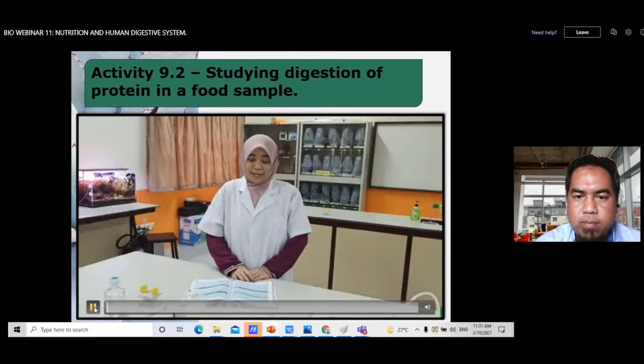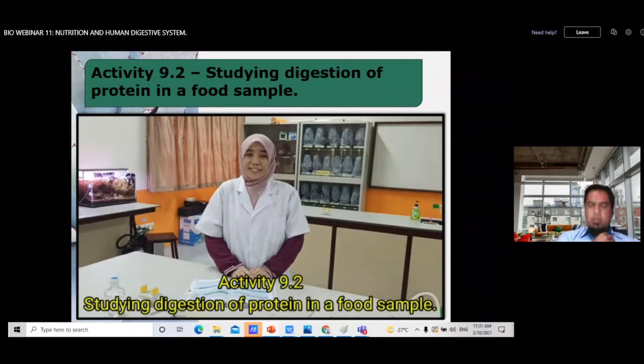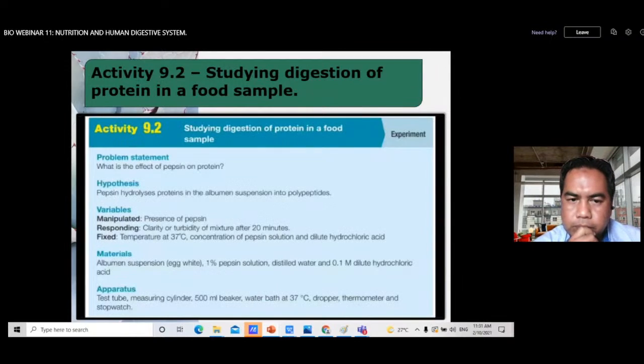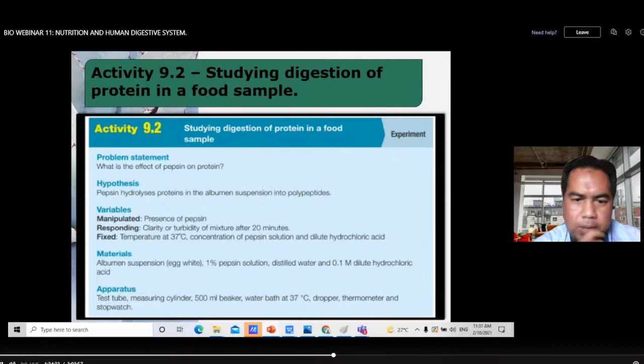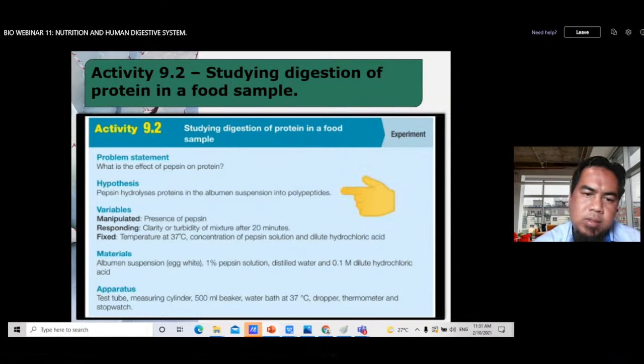Now we move to activity 9.2 to study the digestion of protein in a food sample. So let's start our experiment. As usual, before we begin this experiment, we first list the following. First, the problem statement for this experiment: what is the effect of pepsin on protein? Second, the hypothesis: pepsin hydrolyzes protein in the albumin suspension into polypeptides.